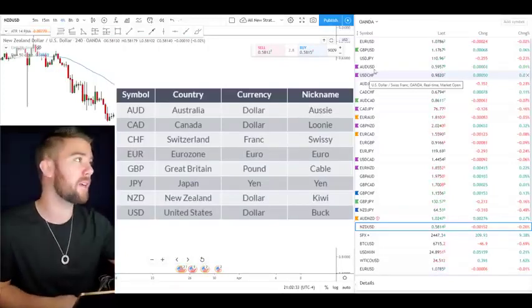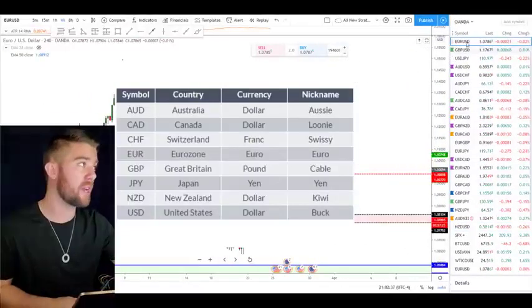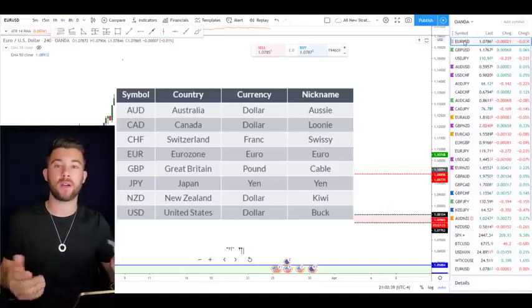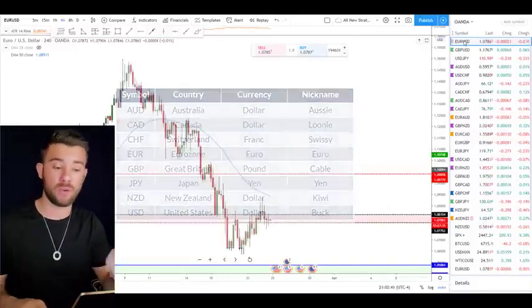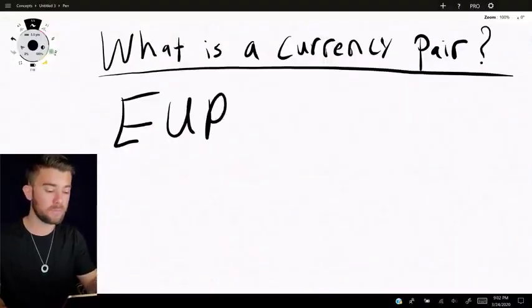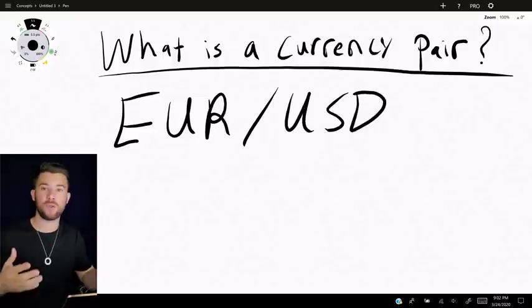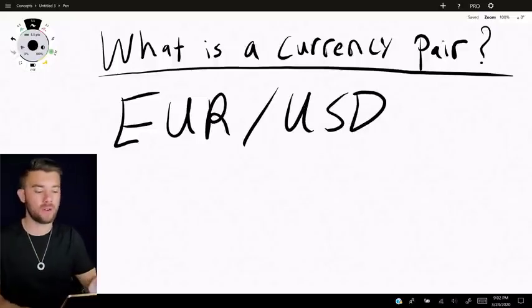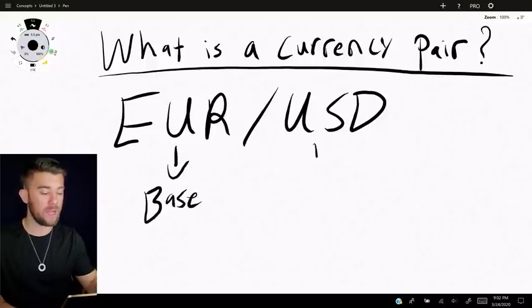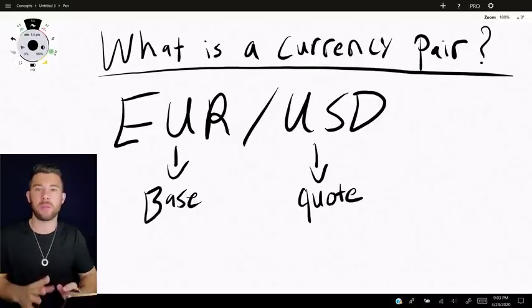So in the case of the euro dollar, this is a currency pair that we can trade. It's actually the most popular currency pair in the Forex market. And the euro dollar, if we write it out here, consists of 2 currencies, right? These 2 currencies are called the base currency and the quote currency. Now, don't let this sound too confusing. There's nothing confusing about a currency pair.